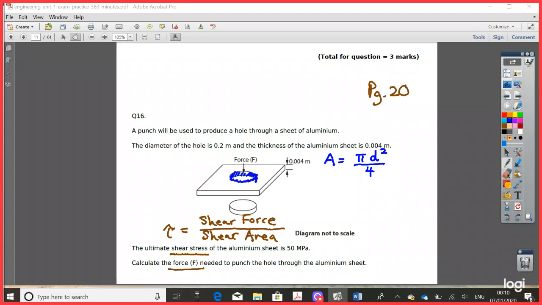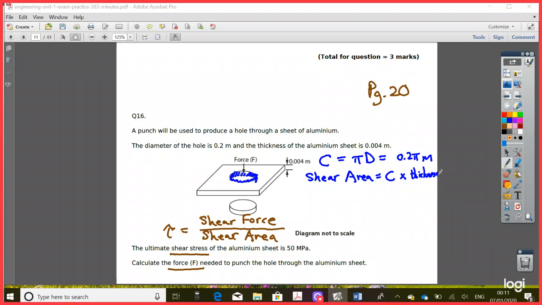We're going to use the circumference, which is pi d. When I need pi r squared, when I need the circumference, I'll use pi d. So circumference is pi times diameter. That will give me 0.2 pi meters. And then the shear area is equal to the circumference multiplied by the thickness.